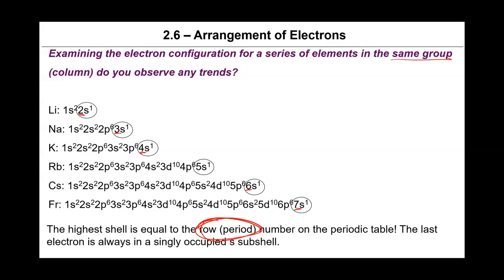Okay, you'll also notice that all of these elements that are in group 1A have an electron configuration that ends with 1 electron in an S subshell. So they always end with a singly occupied S subshell, which is interesting. 1 electron in group 1.